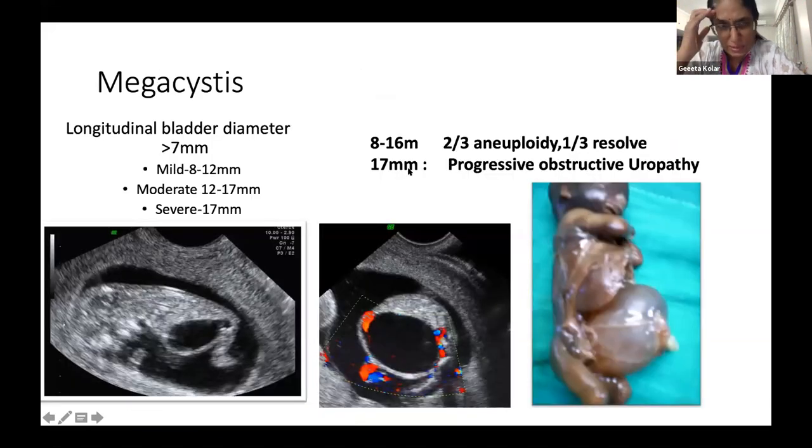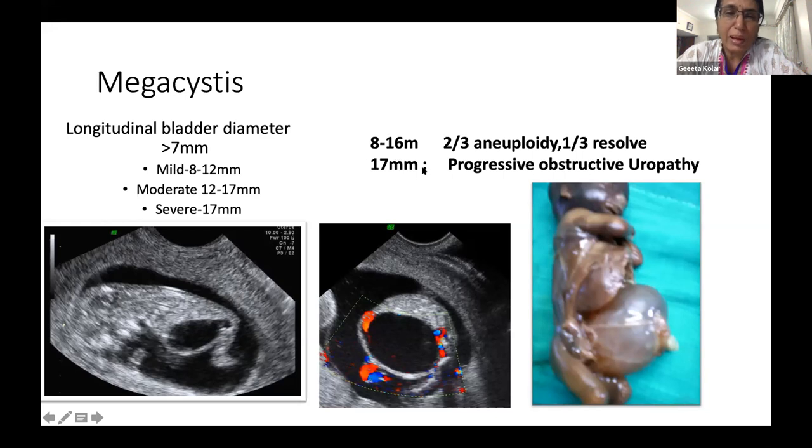Now, what is megacystis? Megacystis is when we find the bladder in the first trimester, and if this bladder measures more than 7 millimeters, it is called megacystis. This is mild when it's between 8 to 12, and it is severe when it is more than 17 millimeters. And why is this important? Because if it is between 8 to 16, 2/3 of these cases are associated with aneuploidy, and it could be any of the chromosomal abnormalities. 1/3 of them, if there is no aneuploidy, generally resolve.